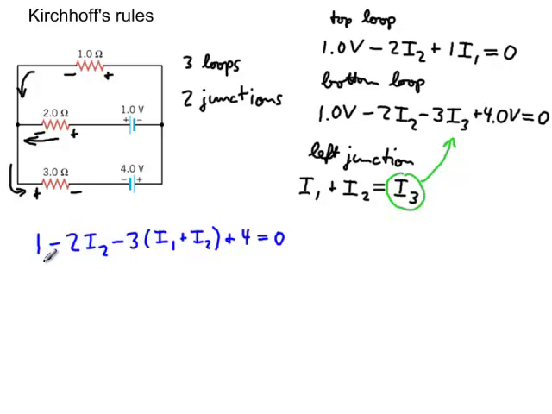So here then I'm going to combine terms. So 1 plus 4 is 5. Could have done that a while ago. Oh well. And then I have minus 2i2 minus 3i2, so I have minus 5i2 minus 3i1, and that equals 0.